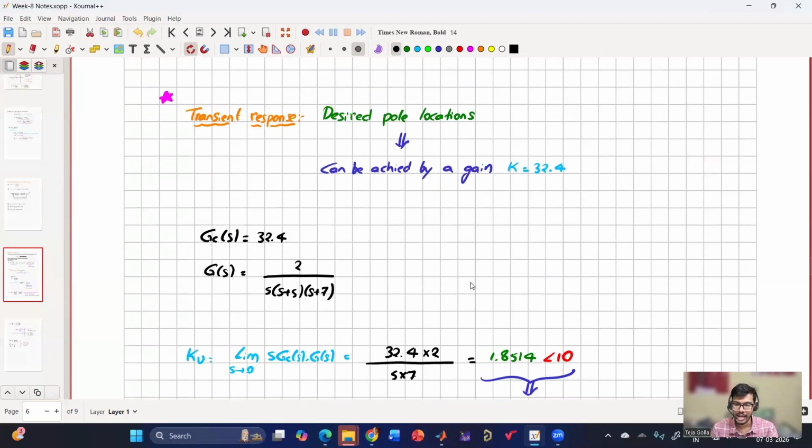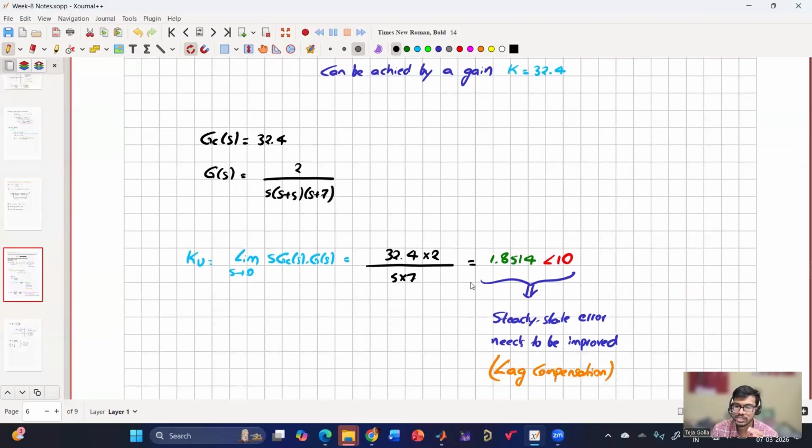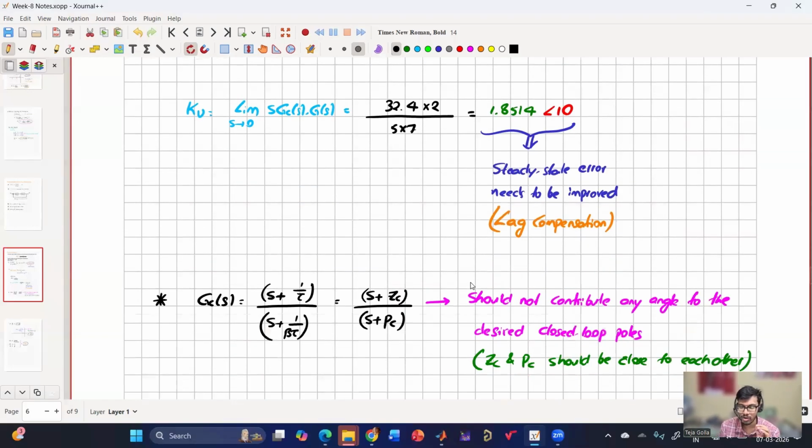So now using this gain, I want to see whether the steady state error requirement is also met or not. So I have calculated KV and I have seen that the steady state error requirement is not met, which means that I will be needing compensation to achieve the steady state error, and which compensation will be used to improve the steady state error? Lag compensation. So once we get the lag compensation requirement, then we know that the lag compensation transfer function is this.